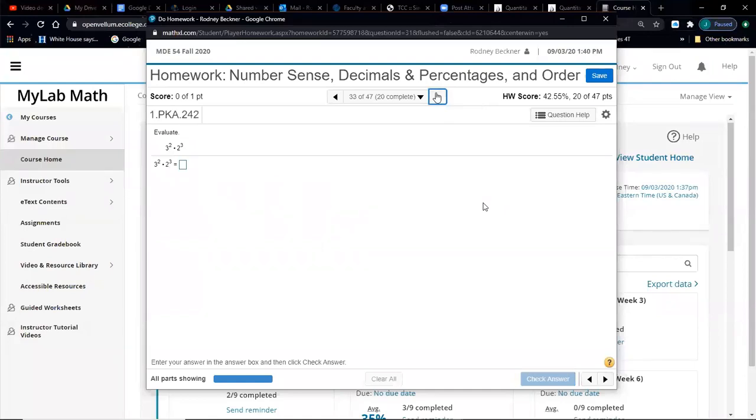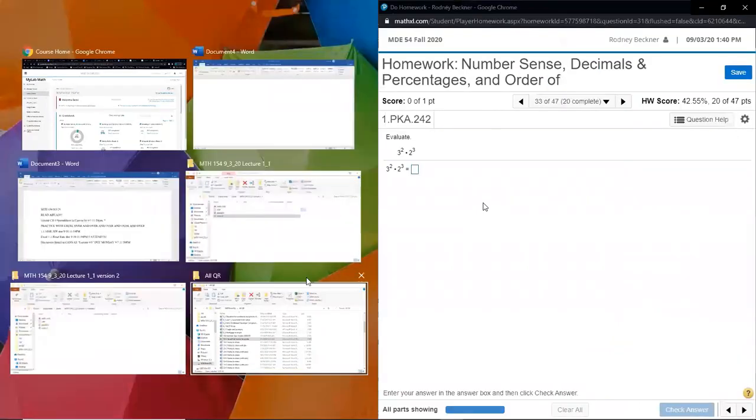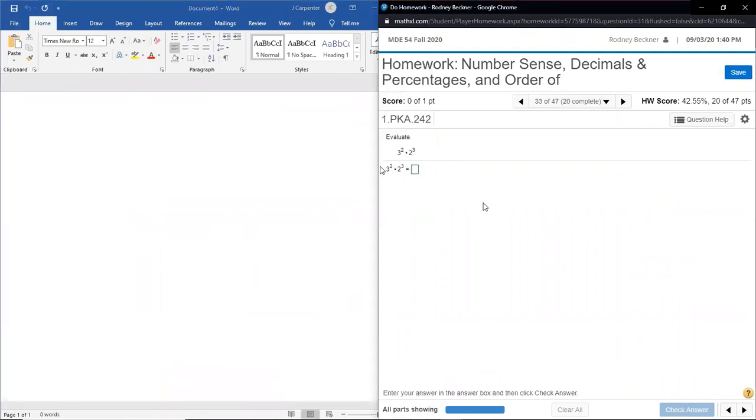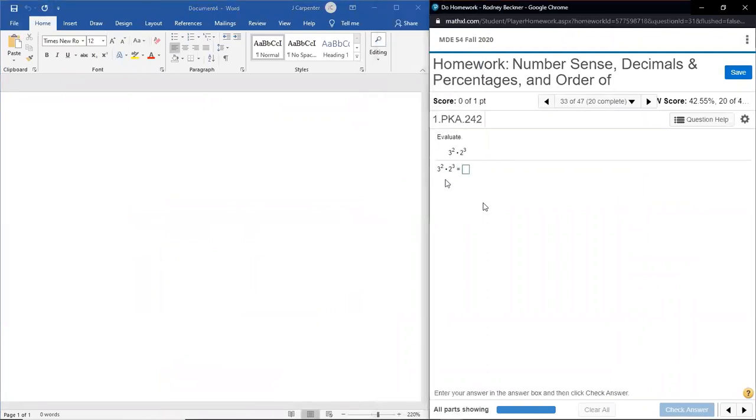Here we go, finally to a more interesting problem. And let me do what I was doing last time where I do this and this. All right, so 3 squared times 2 cubed. So the way exponents work is, sorry, I've got to clear my throat.